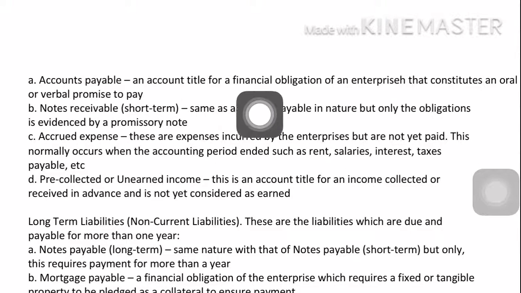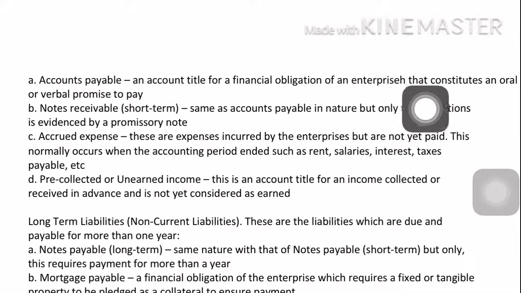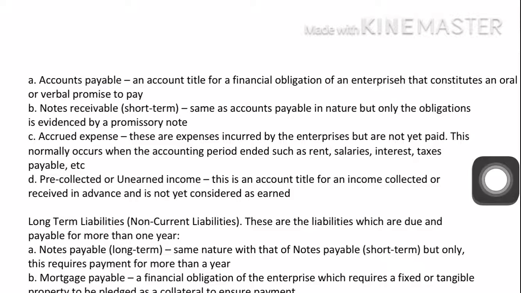An account title for a financial obligation of an enterprise that constitute an oral or verbal promise to pay. So, kanang ano ni siya, kanang naka-financial obligation sa isa ka enterprise sa kanang tao. So, mag-promise ka nga bayaran nimo siya, and verbal. The next is notes receivable, short term, same as accounts payable in nature but only the obligation is evidenced by a promissory note.